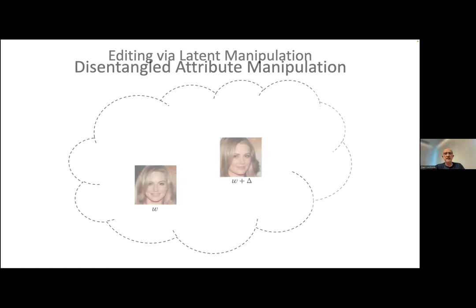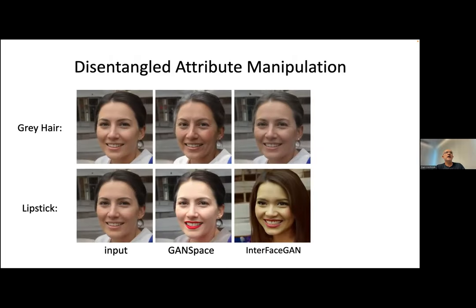Now, in that context, it's very important to mention this concept, which is called disentanglement. So what do I mean by disentanglement? Suppose we want to change the color of the hair of the person to become gray instead of black. The question is, when I do that, whether other attributes are changing as well.